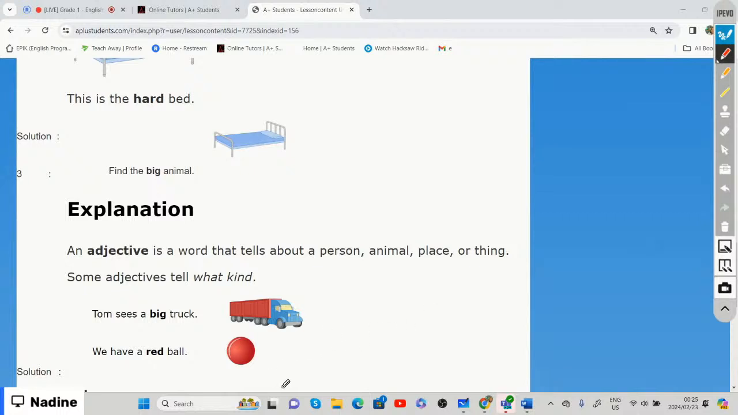Tulasi is saying that you don't understand adjectives. Should I explain again?